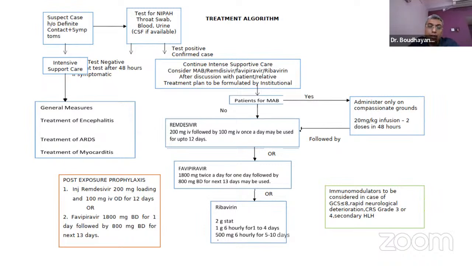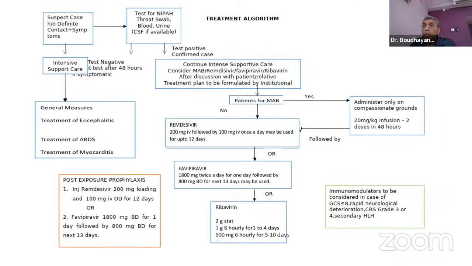Or we can give favipiravir, that is 1800 twice daily for 1 day, followed by 800 twice daily for next 13 days. And ribavirin is quite high dose: 2 grams stat, 1 gram 6 hourly for 1 to 4 days, and 500 mg 6 hourly for 5 to 10 days. Actually, this ribavirin dose has been taken from other viral hemorrhagic fever, recommended by WHO for Lassa fever. So they have extrapolated this data of Lassa fever for treatment of Nipah.